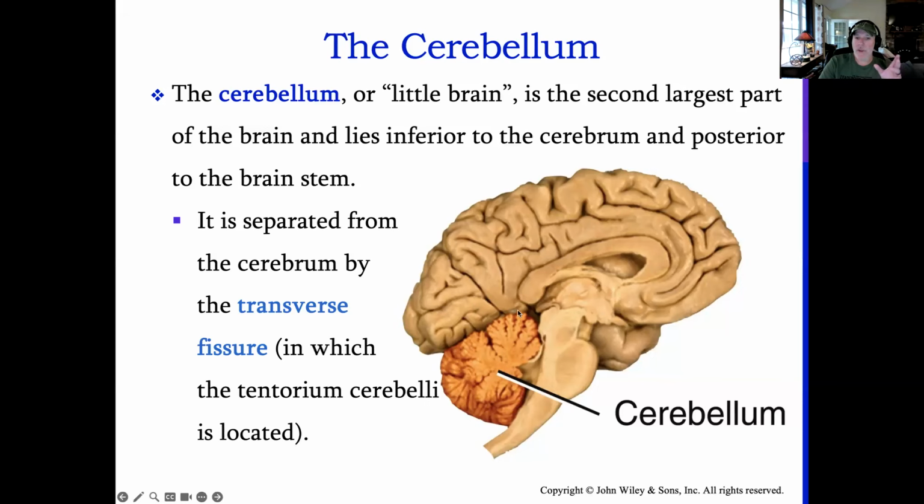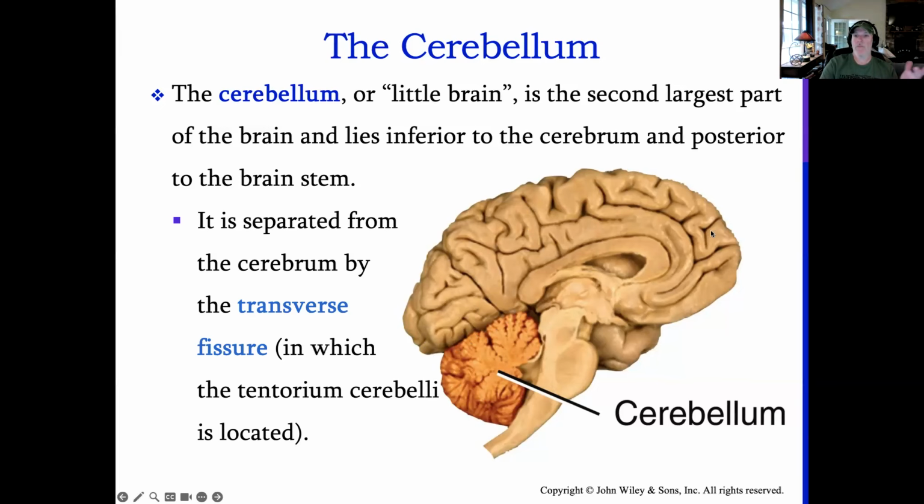The cerebellum gets separated from the cerebrum by this deep fold right here, which we call the transverse fissure. The dura mater is actually going to fold into that transverse fissure, which is called the tentorium cerebelli. It kind of helps to compartmentalize different parts of the brain.